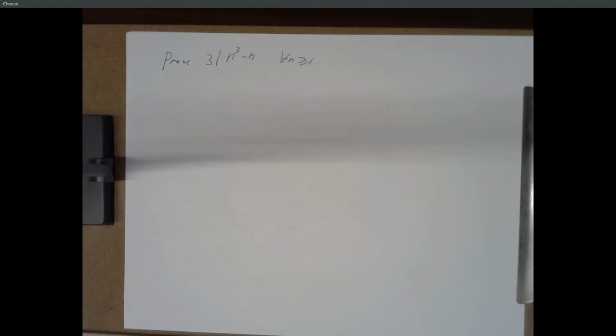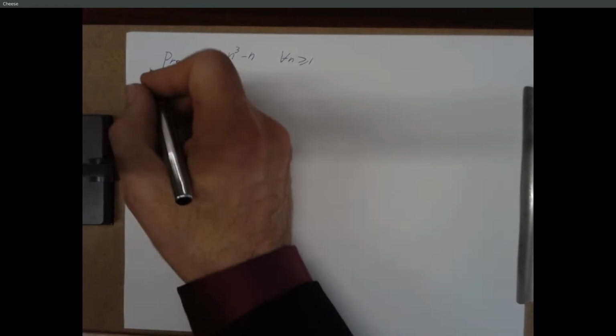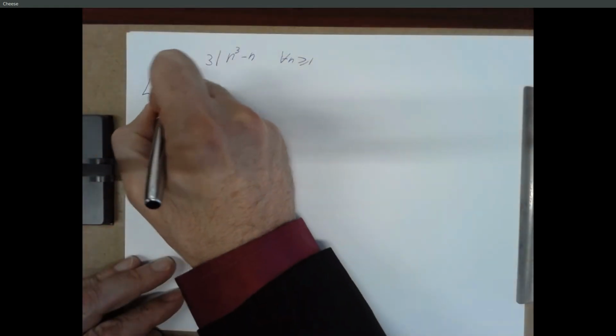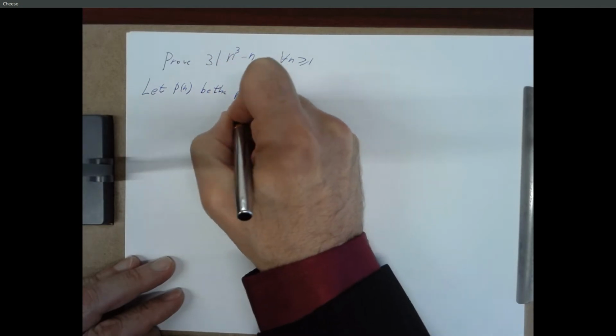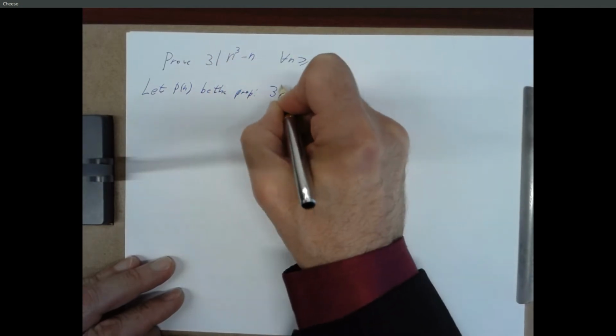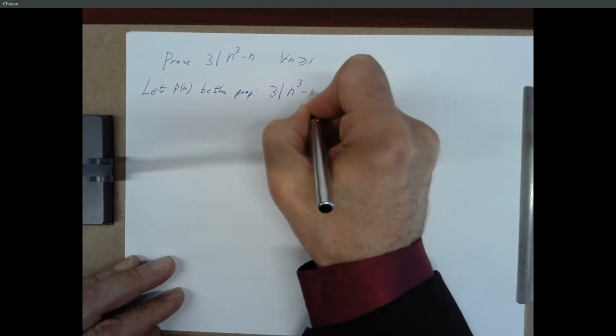So we want to prove this works for all n. And if you know modular arithmetic, we can do this by looking at n, and n is congruent to 0, 1, or 2 mod 3, and we can come up with a proof like that. But let's not do that. Let's use induction and prove this. So as usual, we need a family of propositions, P of n. Let P of n be the proposition that 3 divides n cubed minus n.